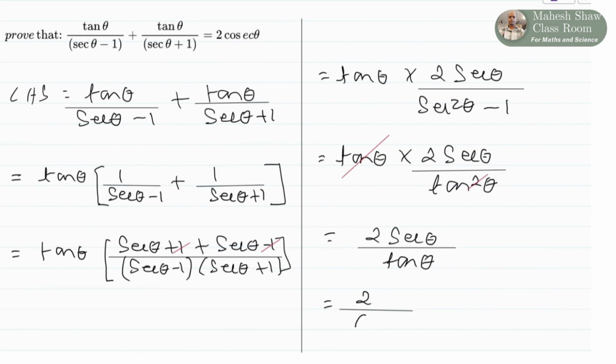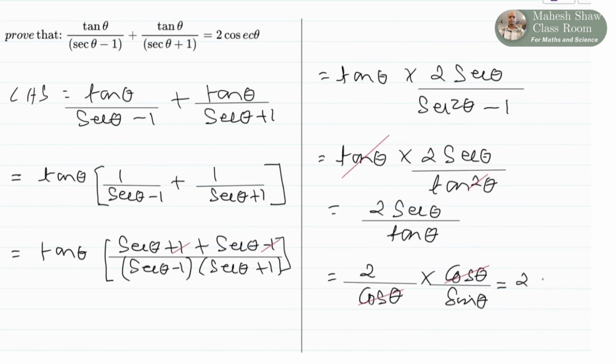Now secant theta can be written as what? 1 by cos. So we'll write this as 2 over cos. And tan theta is what? Sin theta by cos theta. So dividing by sin by cos is same as multiplying by cos by sin. So cos and cos get cancelled. So we get 2 times 1 over sin, and 1 over sin theta is cosec theta. So we'll write 2 cosec theta, which is equal to RHS.